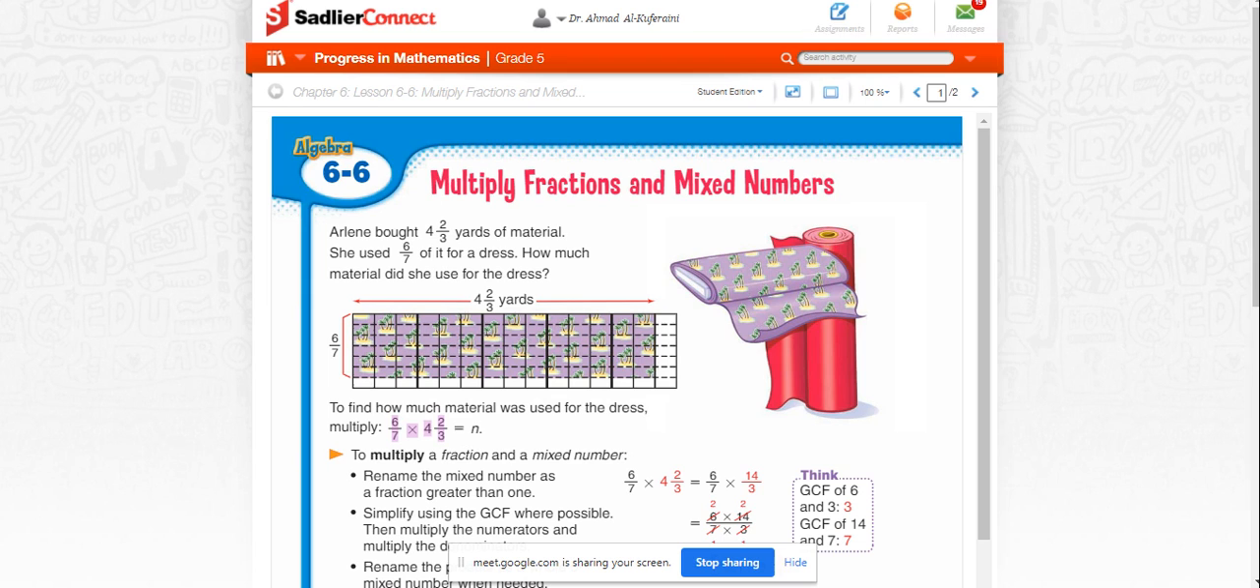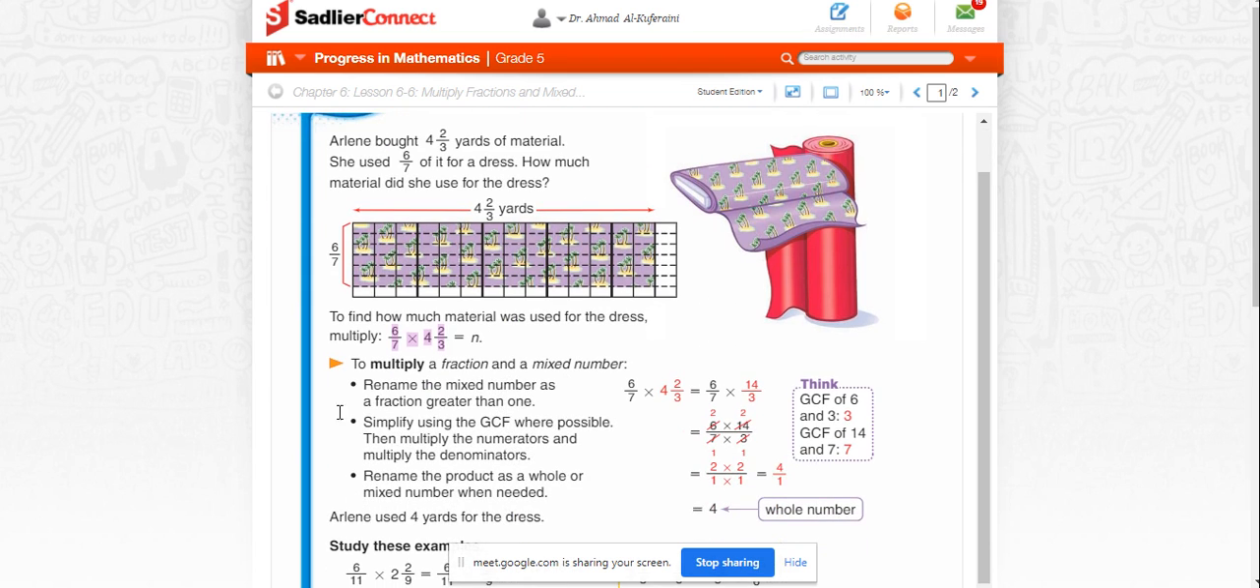To multiply a fraction and a mixed number, number 1, kindly write here number 1, okay? Number 1, rename the mixed number as a fraction greater than 1. Okay, this is the previous lesson. And number 2 is simplify using greatest common factor. Number 3 is rename the product.